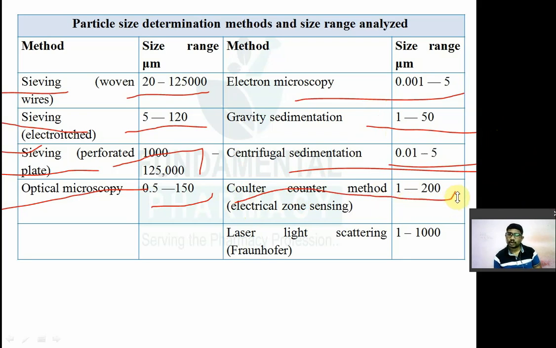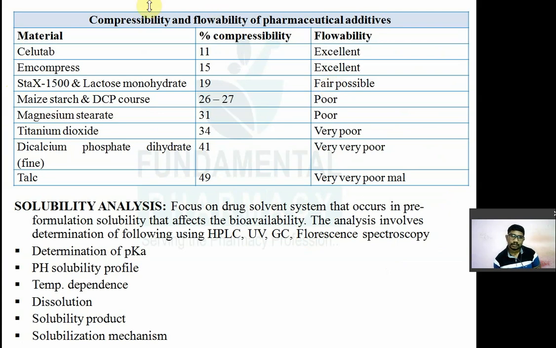Then by using the Coulter counter method, the particle size analysis is in a range of 1 to 200 micron. By using light scattering, you can analyze a particle size range of 1 to 1000 micron. Sometimes a question comes on this; we have already seen this in physical pharmacy. Next, these are examples of compressibility and flowability of certain pharmaceutical additives.